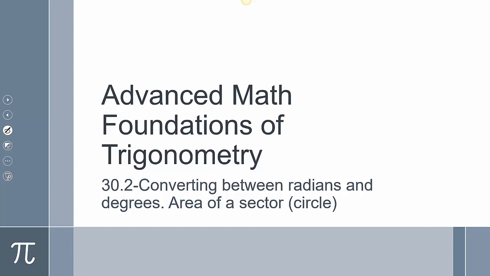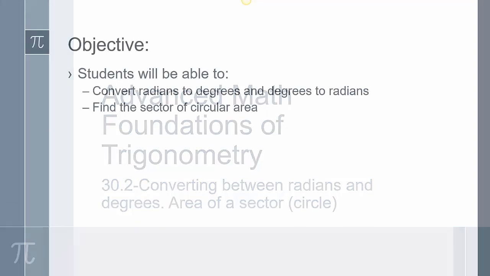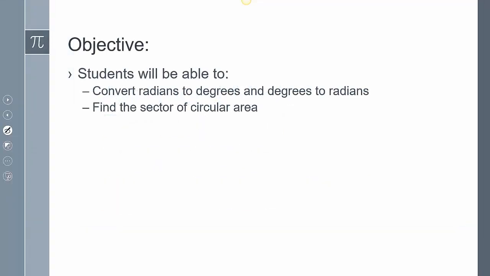Hey class, today is 30-2 and we're going to be converting between radians and degrees and finding the area of a sector. And so that's going to be today's objective. We're going to convert radians to degrees and degrees to radians and then find the area of the sector of circular area.